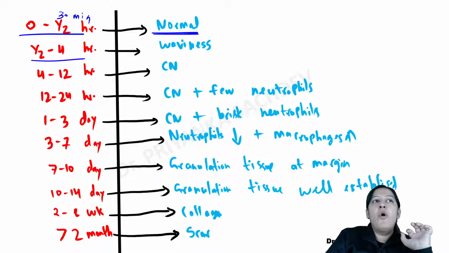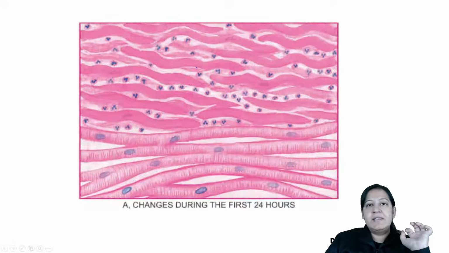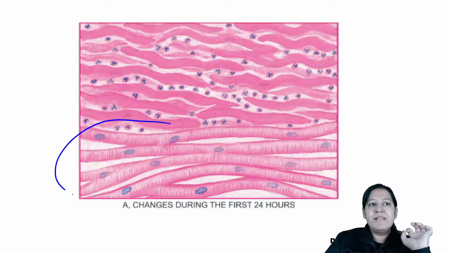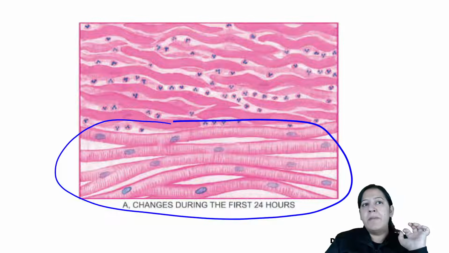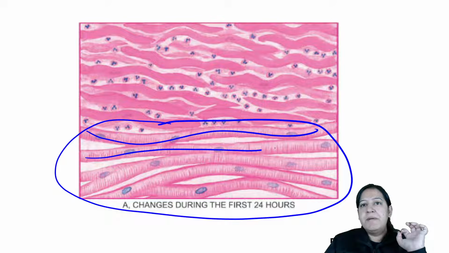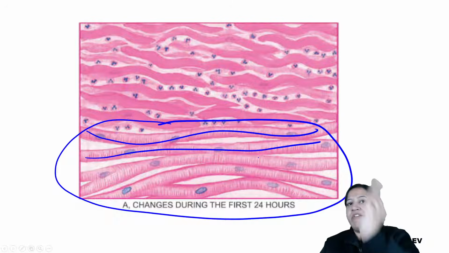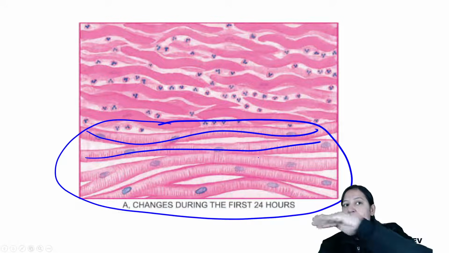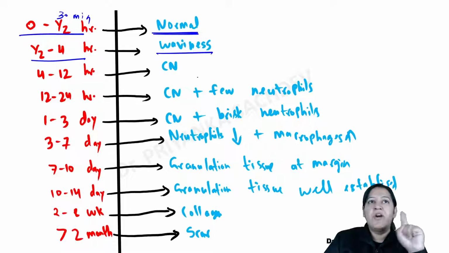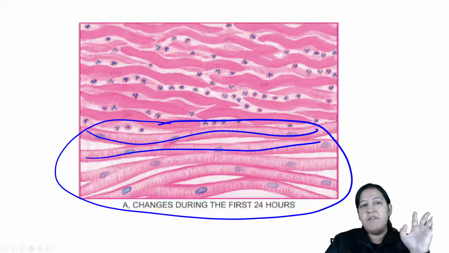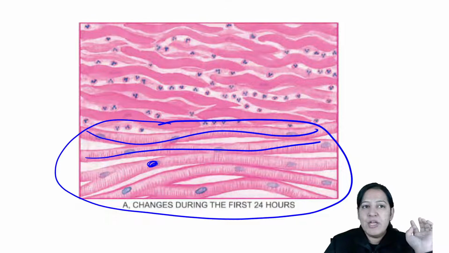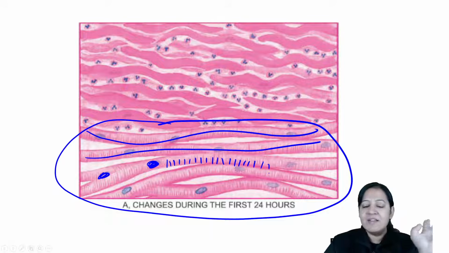From half hour to 4 hours, waviness is there. See the lower half of this diagram. Please everyone see the lower half of this diagram. You can see the waviness. These are the myocardial fibers. Normally they are straight, but now they undergo waviness. From half hour to 4 hours, otherwise they are normal. You can see the nucleus on them. You can see the striations, the light and dark striations. So otherwise they are normal.